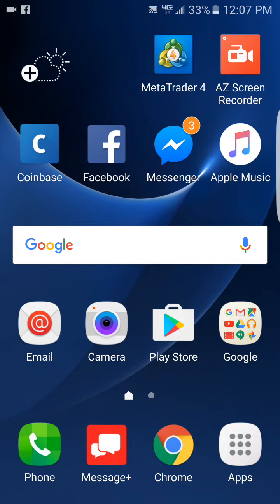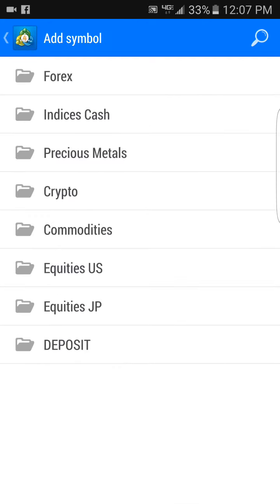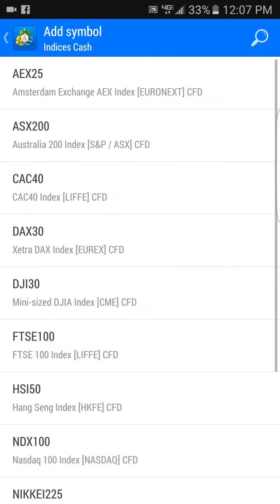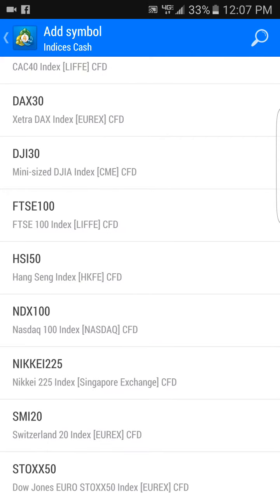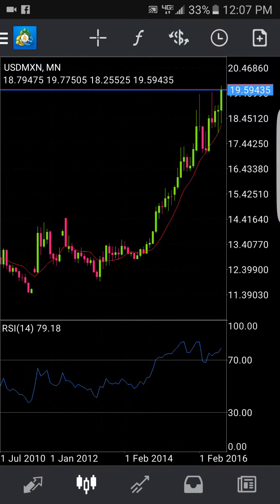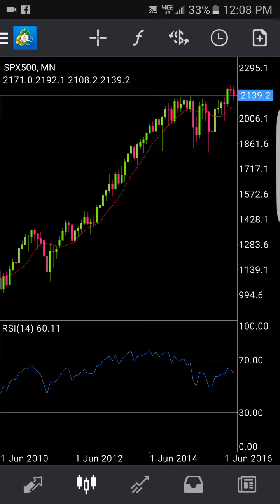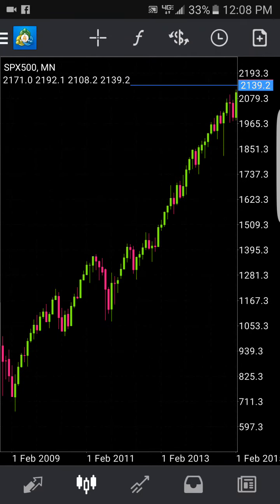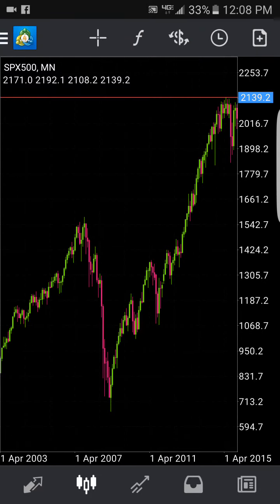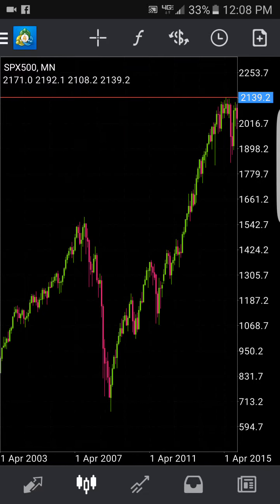So I'm gonna open up this right here. The symbol you want to go to is indices cash, and it's called the S&P 500 right here. So now I go here, S&P 500. I'm gonna take off these things, I don't like them. So this is the monthly chart, you guys. As you can see, it's extremely high, extremely high.